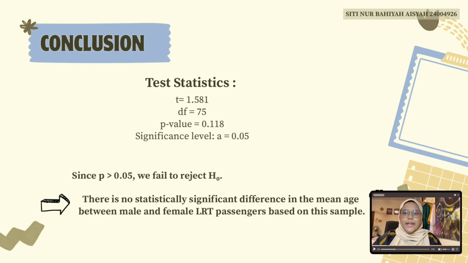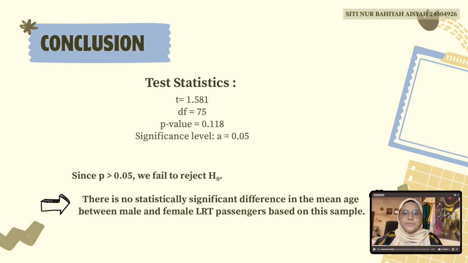Next, the t-value I get is 1.581. Then I use Excel to find the p-value, which is approximately 0.118. Since the p-value is greater than 0.05, we fail to reject the null hypothesis. In conclusion, there is no statistically significant difference in the mean age between male and female LRT passengers based on this sample.